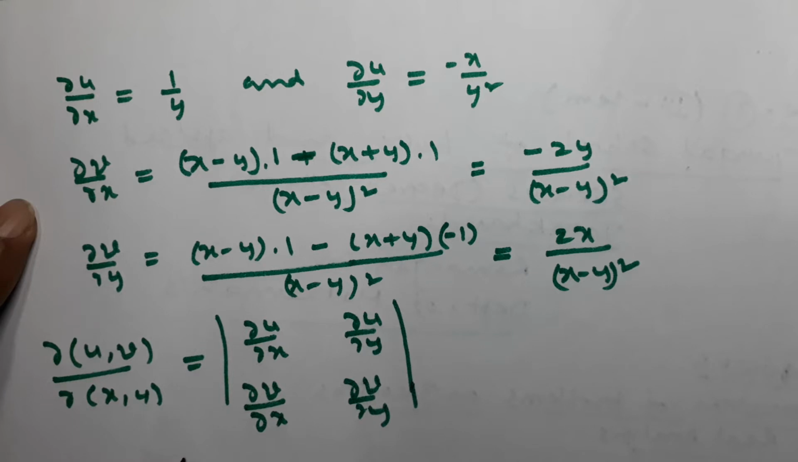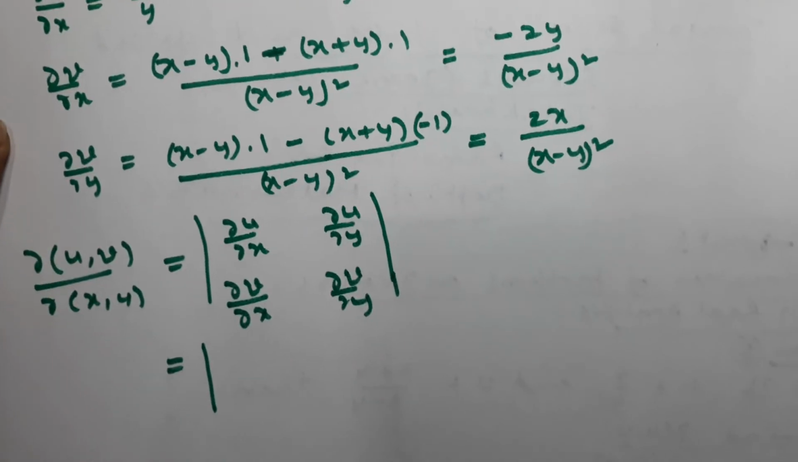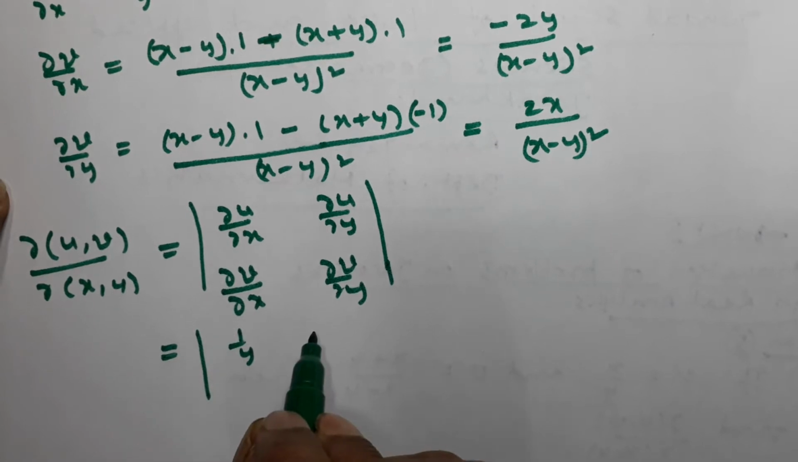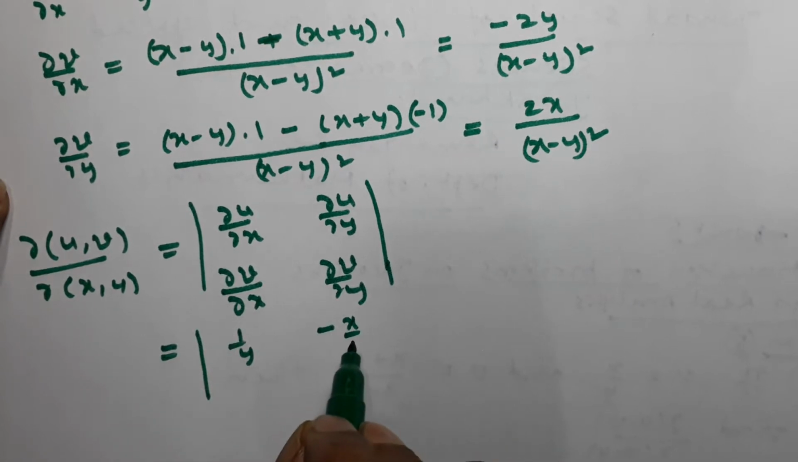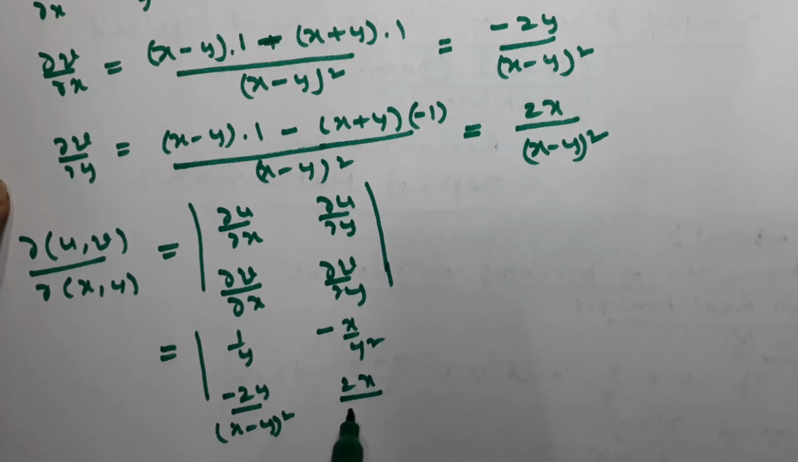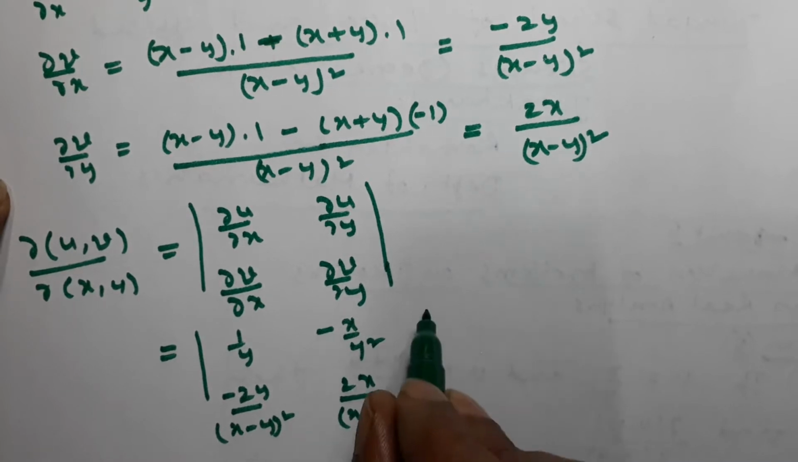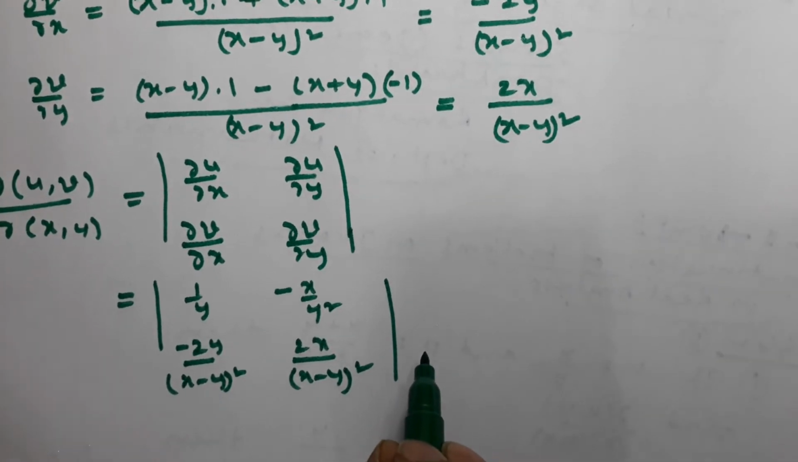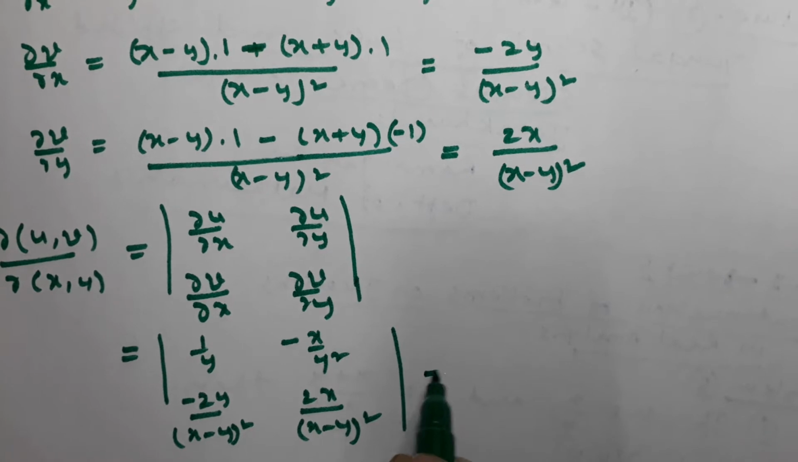Substituting: dou u by dou x is 1 by y, dou u by dou y is minus x by y square. Next, dou v by dou x is minus 2y divided by (x minus y) whole square, and dou v by dou y is 2x divided by (x minus y) whole square, is equal to... what is the simplification?